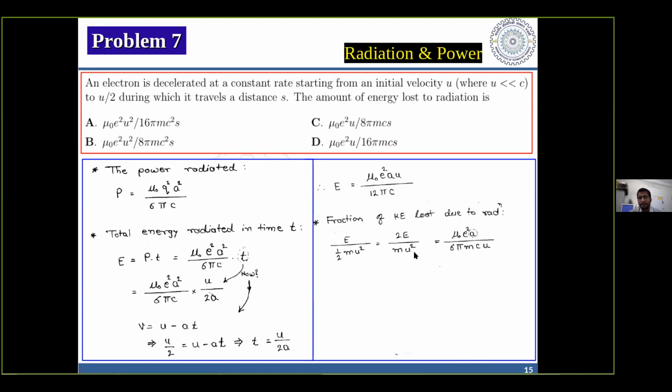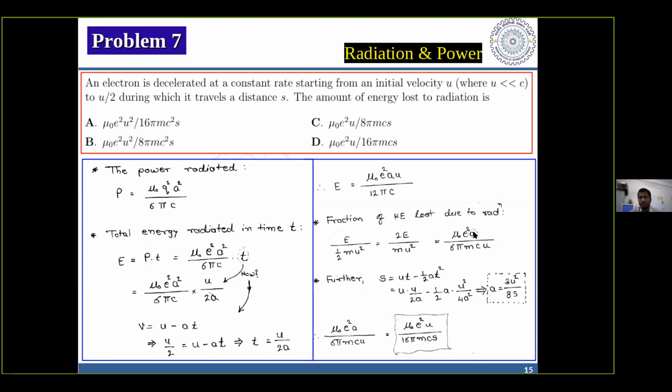So what is left here is A, to be written in terms of quantities which are given in the problem. Again you use the straightforward formula, which is S is equal to UT minus half AT squared. That will give you A, because everything else in this problem is known. So just find A from here and substitute that A in here, which will give you this expression. That is one of the options in the problem, which is correct.